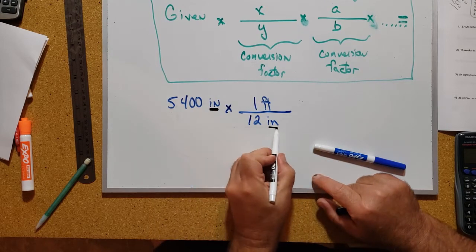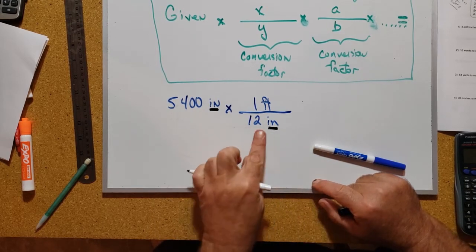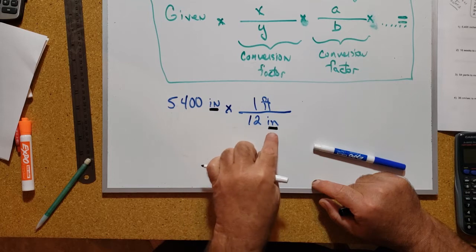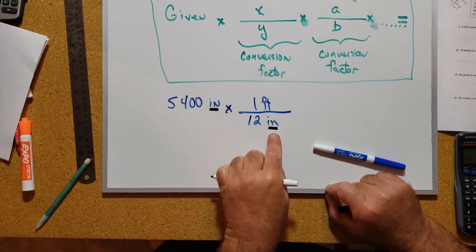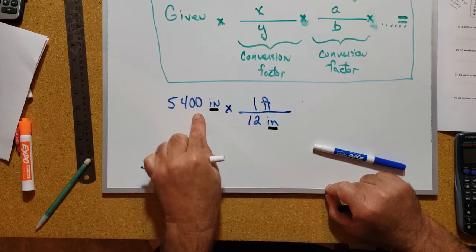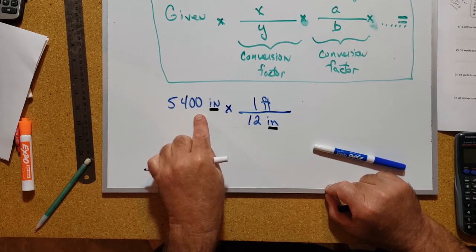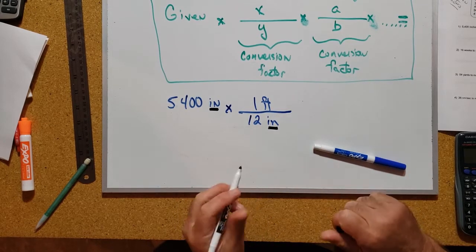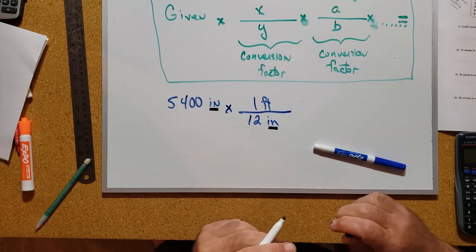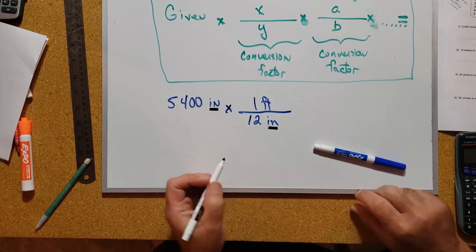And if you notice down here, because I set up my conversion factor 1 foot over 12 inches, the inches on this factor are down in the bottom. And up here, the inches are on top. All right. Now, this sort of is the same kind of idea of cancellation when we're multiplying fractions.